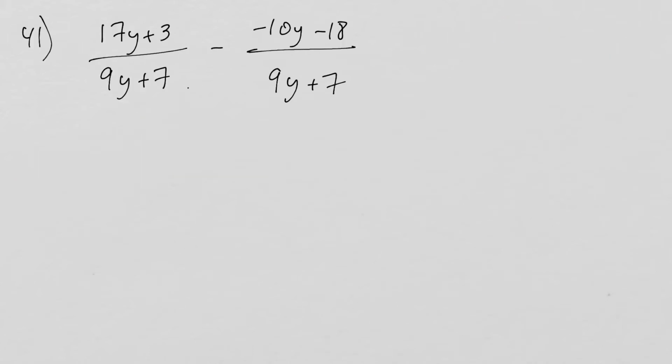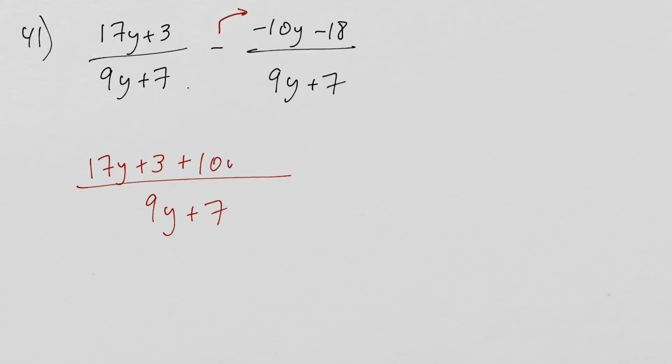Okay, we already have a common denominator, so I'm ready to combine them, but be careful because of this minus. When I bring it into those two terms, it's going to distribute. So my common denominator will be 9y plus 7, but I'm going to have a 17y plus 3. This is going to become a positive 10y when I multiply that negative in, and it's going to become a positive 18 when I distribute that negative. So now I'm ready to combine like terms. I got 27y by adding up my y's plus 21.